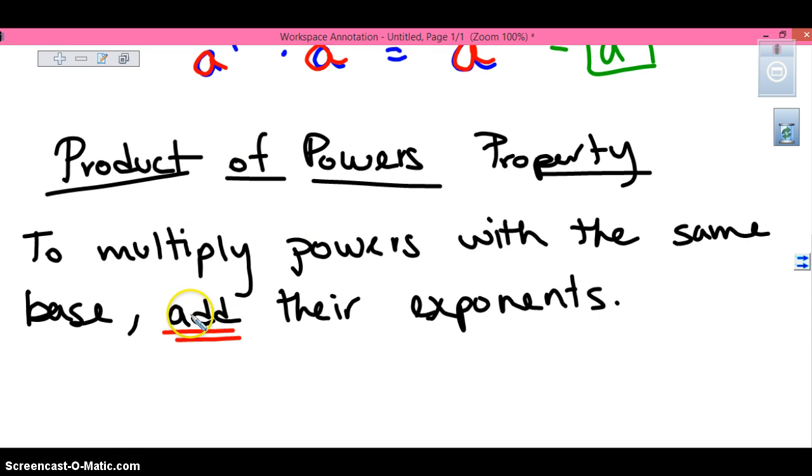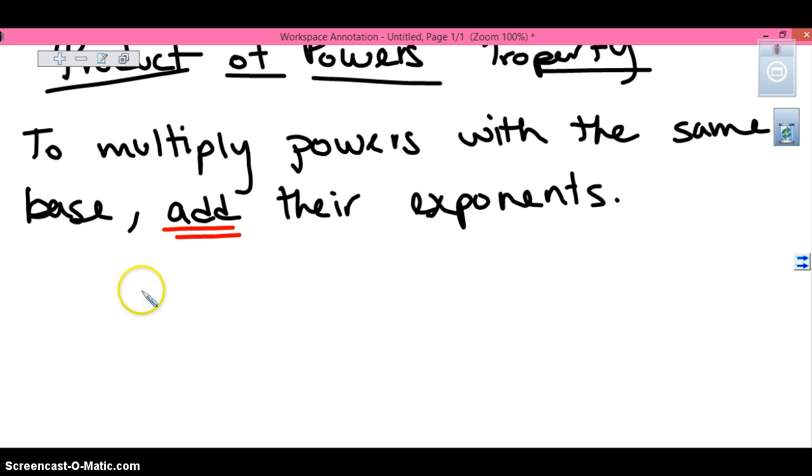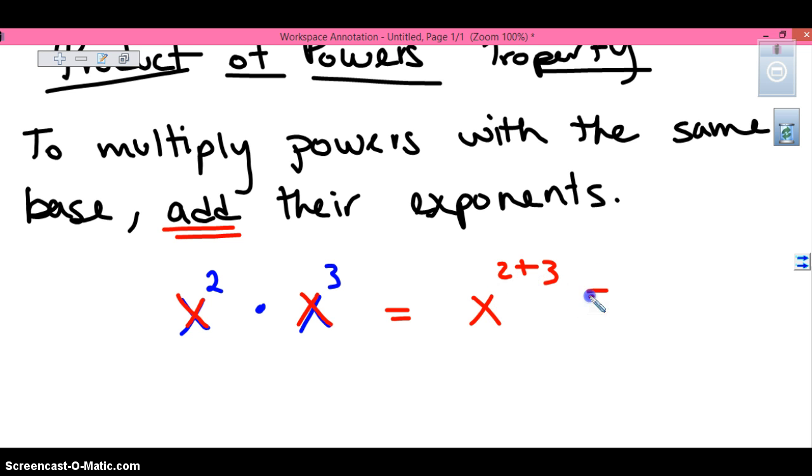So the product of powers property says that to multiply powers with the same base, you add their exponents. So for example, if we have x squared times x cubed, do these powers have the same base? Yes, x is their common base. That means we have to add their exponents. So x squared times x cubed is equal to x to the fifth power.